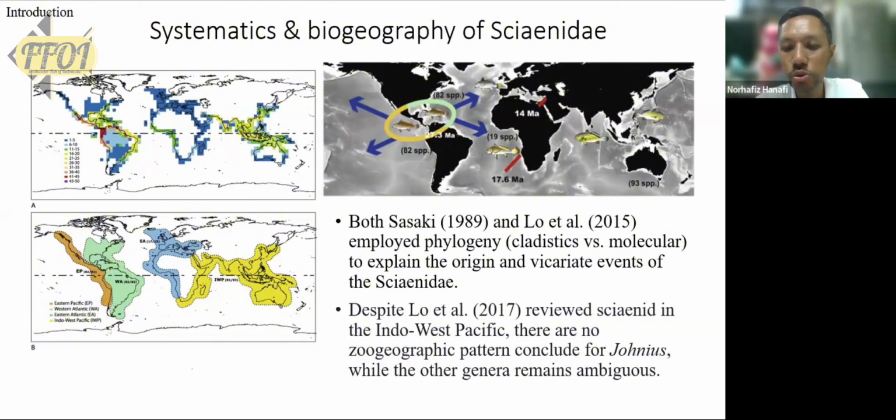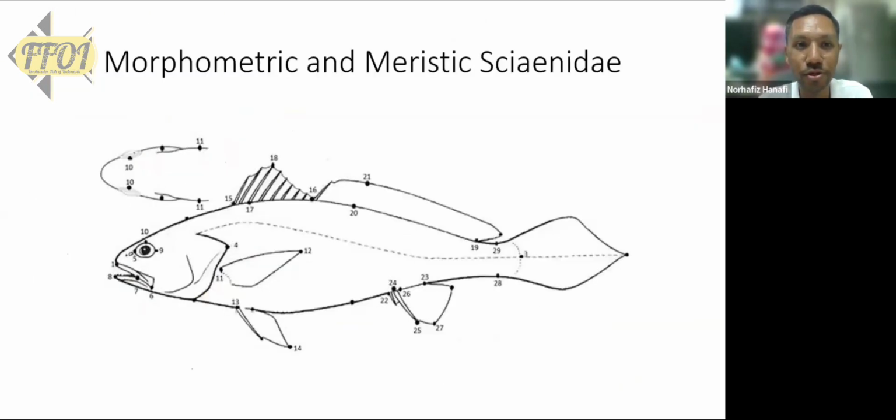That is why I chose Johnius for my PhD study, because Johnius is quite interesting. I will go on to the next stage. This is from my paper on the morphometric and meristic study of Sciaenidae. You can find it in my paper, or you can request it from me.